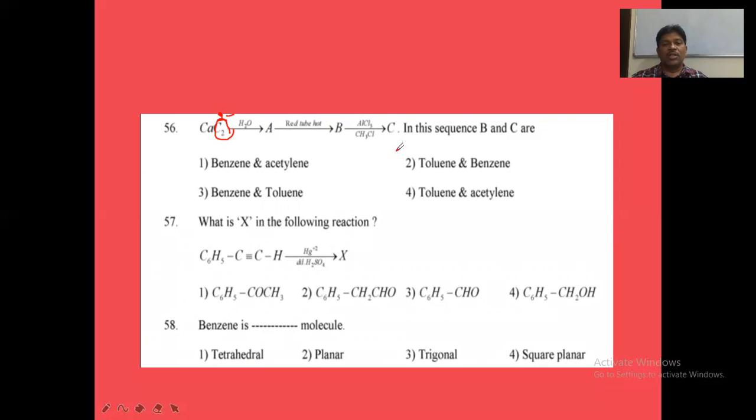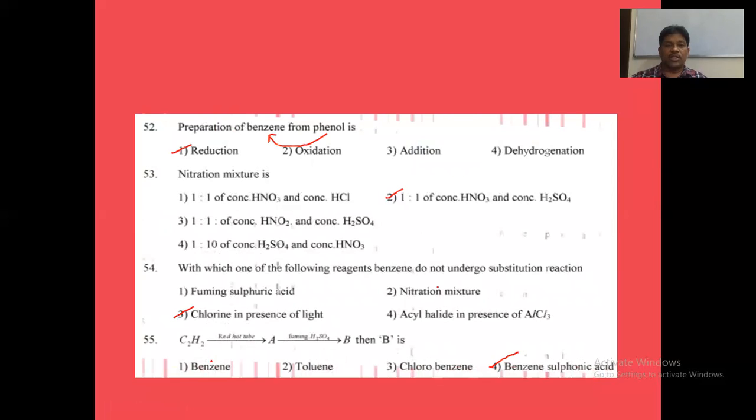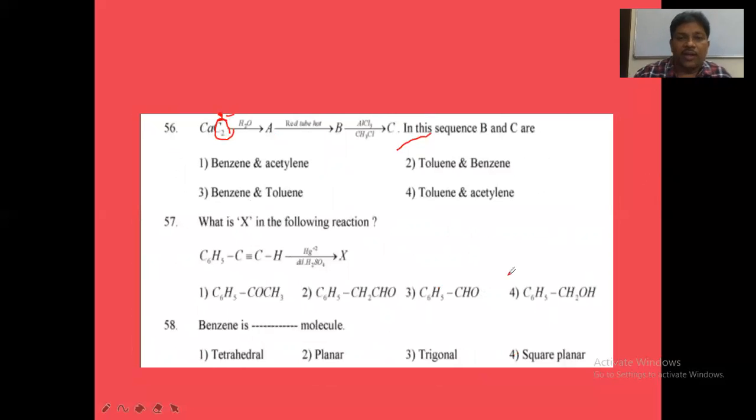Again, this benzene is made to react with CH3Cl in the presence of Lewis acid. In the presence of Lewis acid, what happens now here? The CH3 plus will be substituted. The CH3 plus electrophile is substituted in benzene. Now CH3 and benzene ring, so C6H5 benzene ring plus bond CH3 is what? Toluene. So what will be forming here?